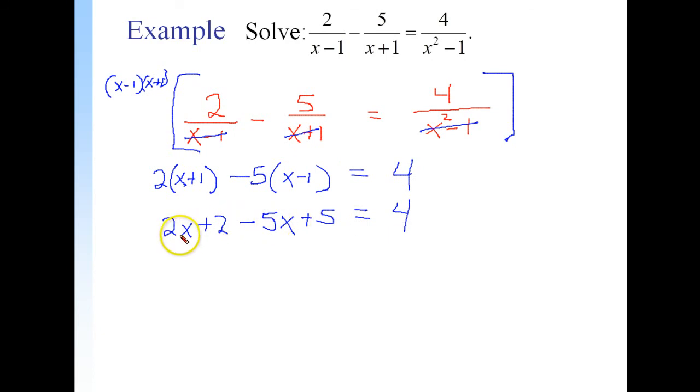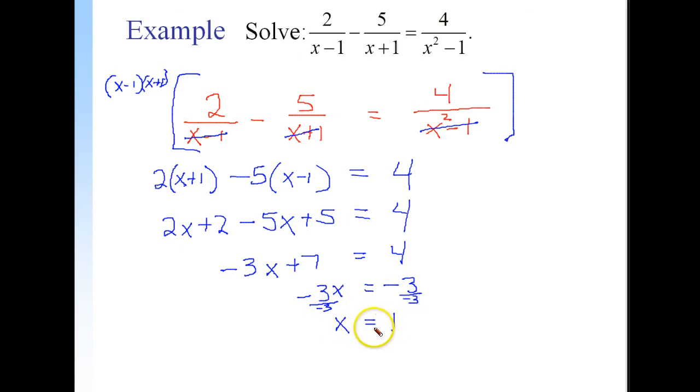We're going to group like terms, and to let us move a little quicker, we get this line. I transpose my positive 7 to the other side. It gives us a negative 3 there. Negative 7 and 4. Divide both sides by a negative 3 here. I get x equals 1.